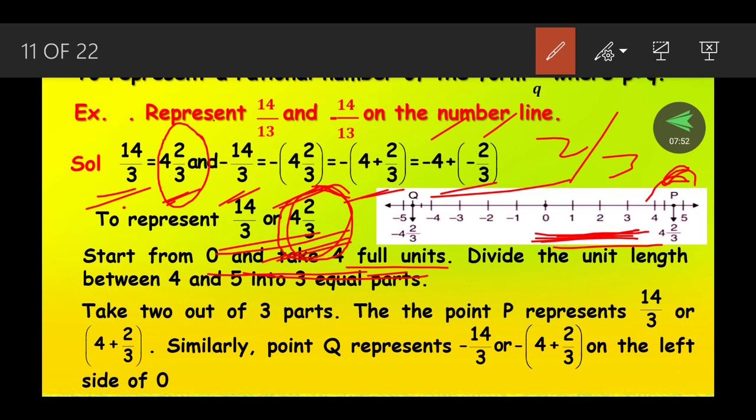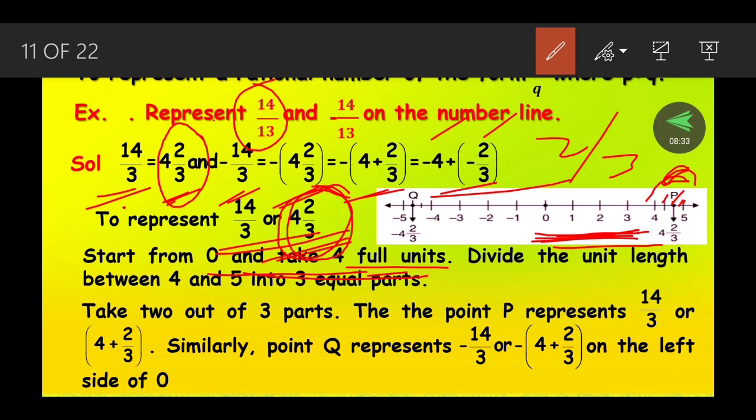And 2 parts. At 1, 2. At second part, we have to keep P. Where after crossing 4, between 4 to 5, we have to take 3 divisions. And second division from 4, we have to take it as P. So that represents 4 2 by 3. Means 4 complete parts plus 2 by 3 part. So that is representing P by Q, where P is greater than Q on the number line.